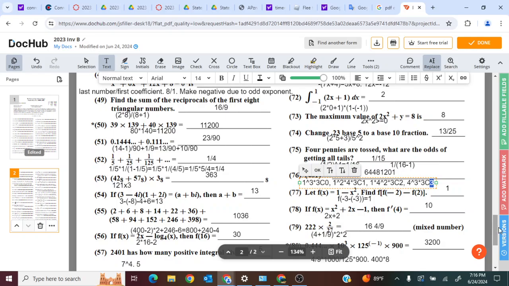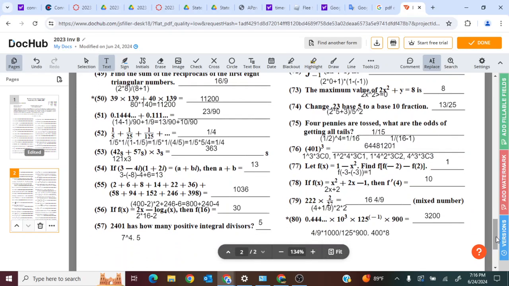Okay, this is just plug in your values. Or recognize that since this is x squared, these two are going to be the same thing, and then just do f of 0 to get 1. If f of x is equal to that, find f prime of 4. Well, take the derivative, 2x plus 2, plug in 4, you get 10.